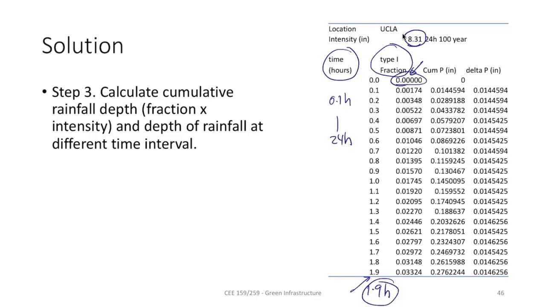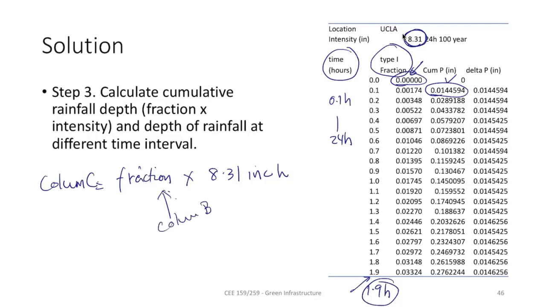So if you know the fraction and you know the rainfall, which is 8.31, then you calculate this value over here. That value is the fraction, which is column 2, times the rainfall for which you are trying to make a unit hydrograph. So that would be 8.31 inch. If you do that, you get this number. That will give you column C. This is column B. That's B. This is C.